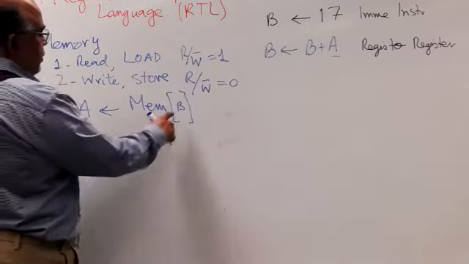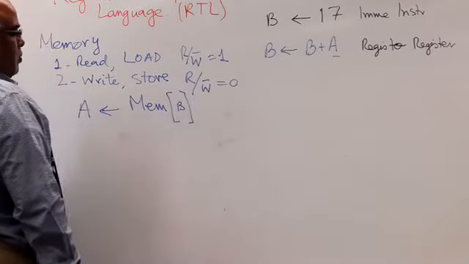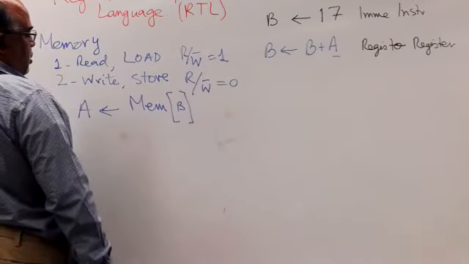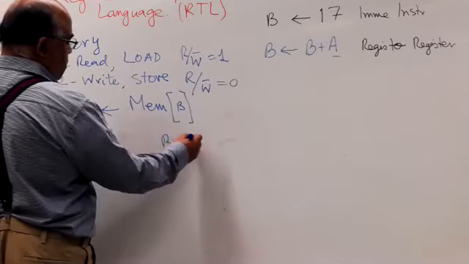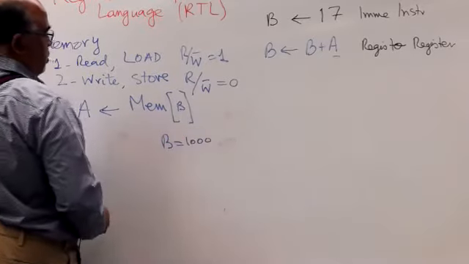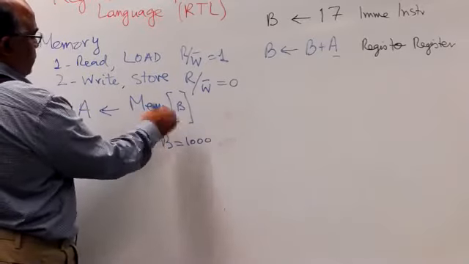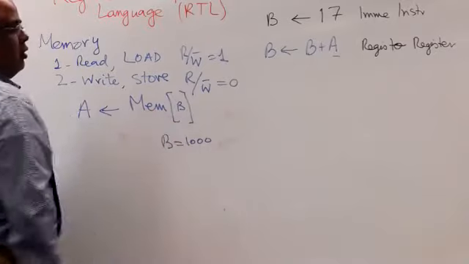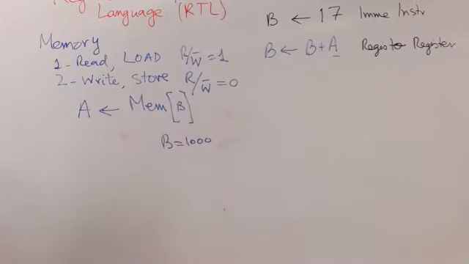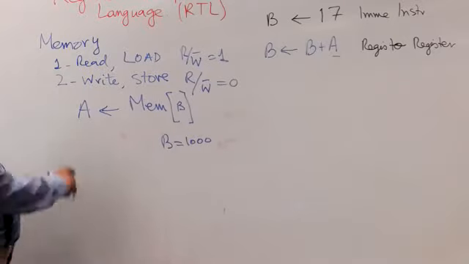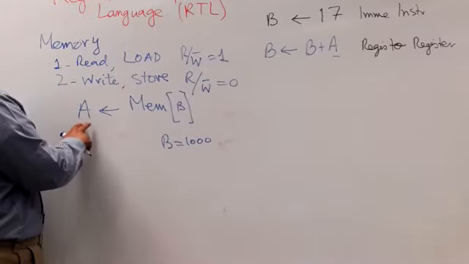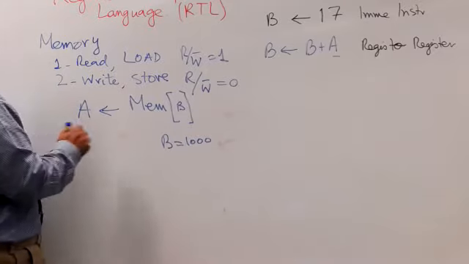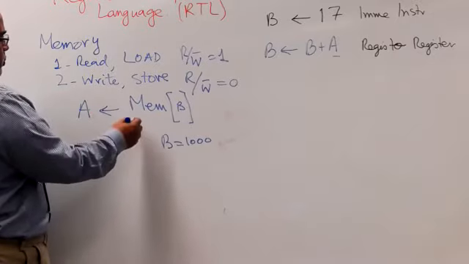So B is a register. If B is equal to say 1000, then the value that will move is from the memory location 1000. That is, if this memory is byte-size memory and variable A is also a character, a byte-size variable, this value will be an 8-bit value that will move.